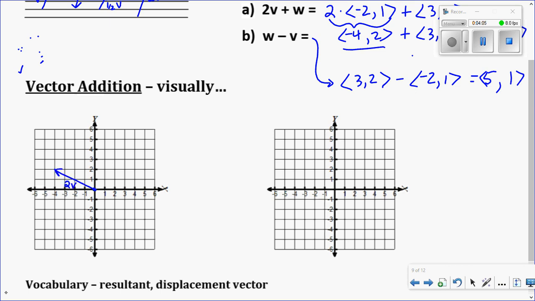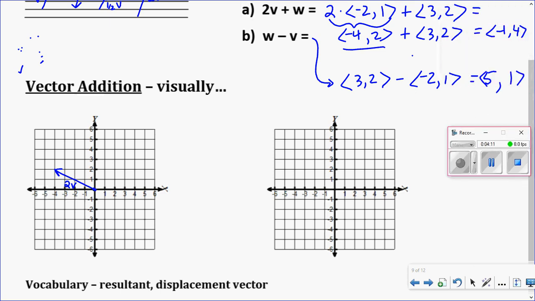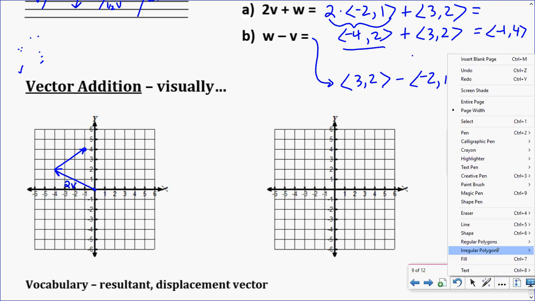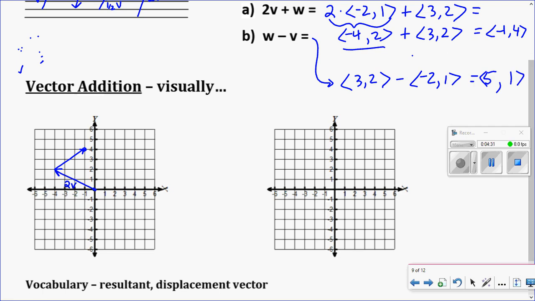And remember, when you do vector addition, you are basically picking up where you left off. So we have 2v plus the 3, 2, which was w. So from the end of 2v, I'm going to go right 3 and up 2. So 1, 2, 3, up 2. That puts me right here. So there it is. And now you can see the resultant. Remember that when you add two vectors or do something with them, that's called the resultant. The resultant is the vector that goes from where you started to where you ended.